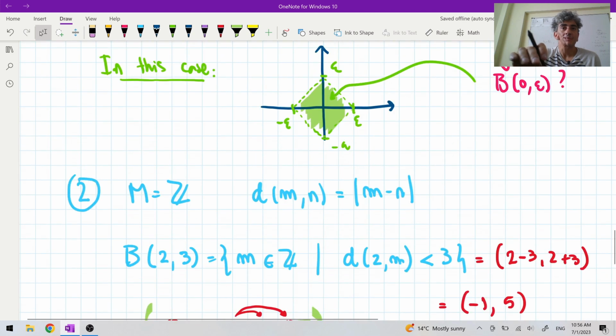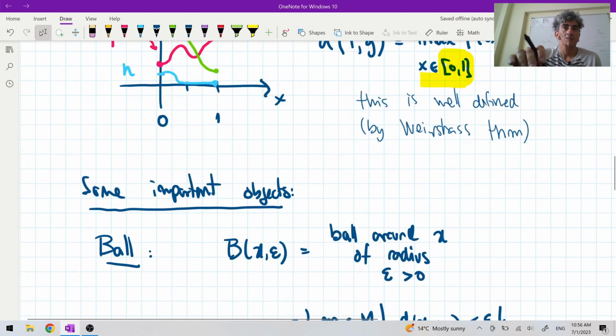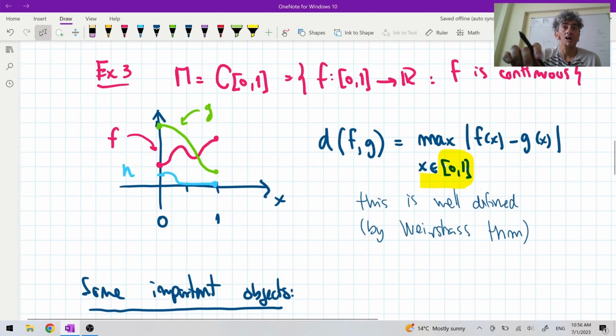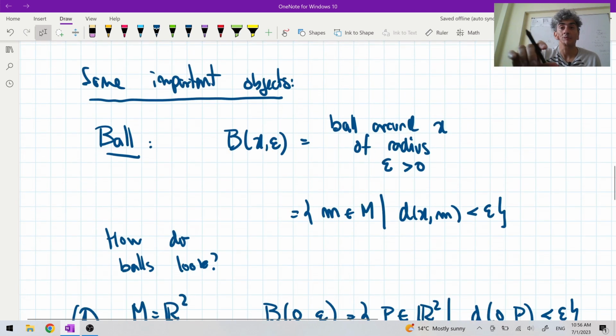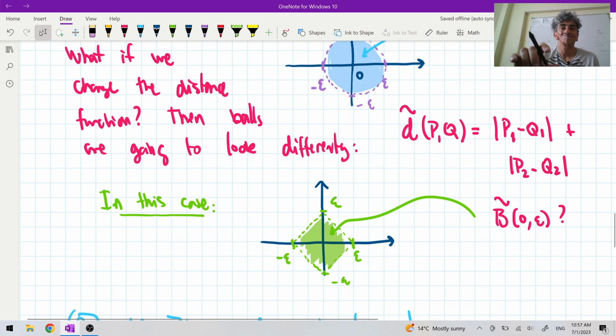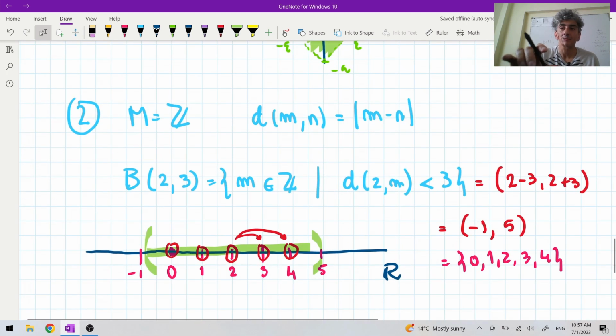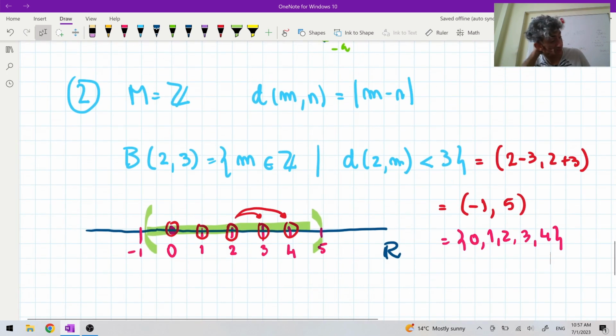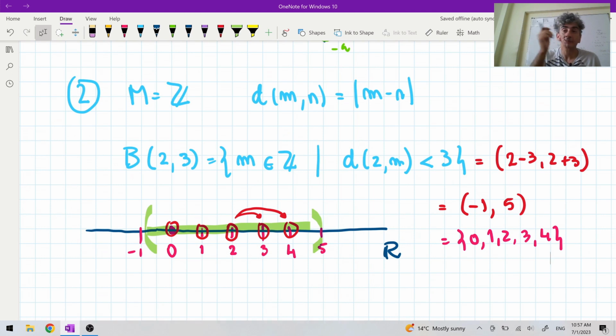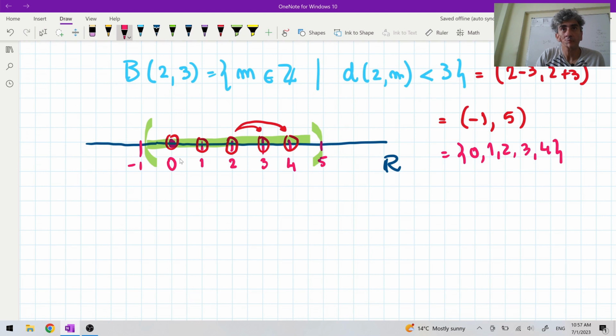Obviously, when the spaces have more complicated underlying sets, balls are going to look different as well. Okay, so balls are important. They are a foundational object in this theory, and they allow many other concepts to appear. Okay, so we'll start giving some definitions. Bounded sets.